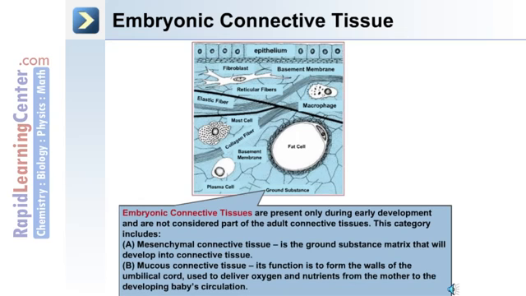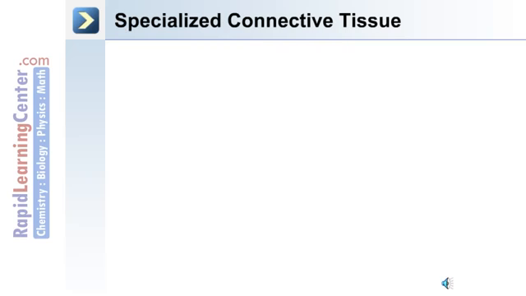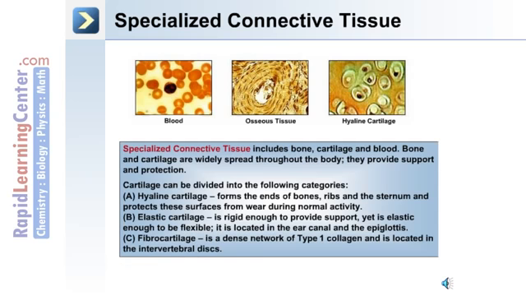And B. Mucous connective tissue. Its function is to form the walls of the umbilical cord used to deliver oxygen and nutrients from the mother to the developing baby's circulation. The third major type is specialized connective tissue. This includes blood, osseous tissue or bone, and hyaline cartilage.